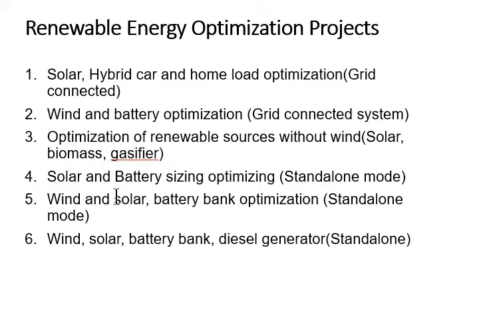The next one is a standalone project that consists of wind energy, solar energy, and battery banks. So we have to optimize the size of the battery bank and the solar and wind resources. The last one is also a standalone project, which consists of wind energy, solar energy, battery bank, and DG. A diesel generator is used as a backup in standalone mode. We have to optimize the combination of wind energy, solar, battery bank and the operation of the DG.